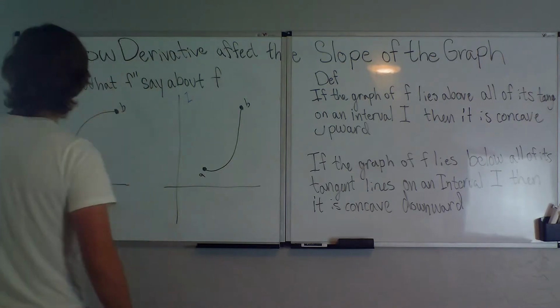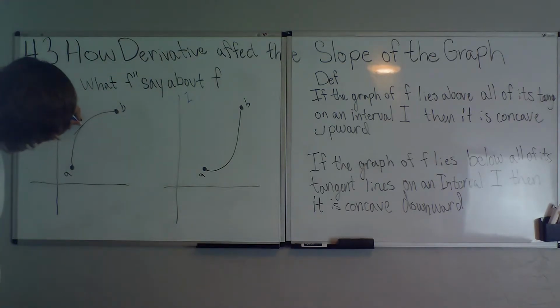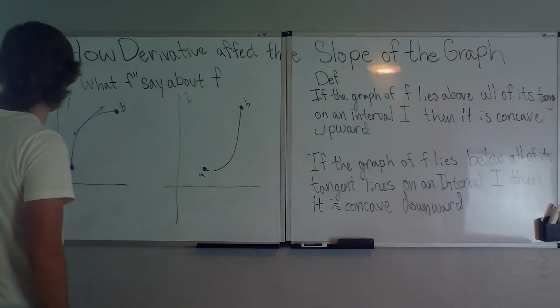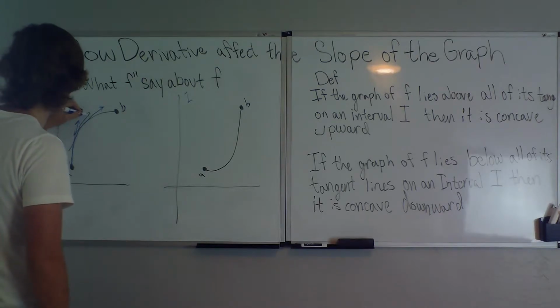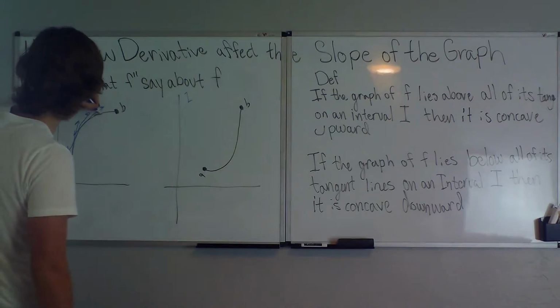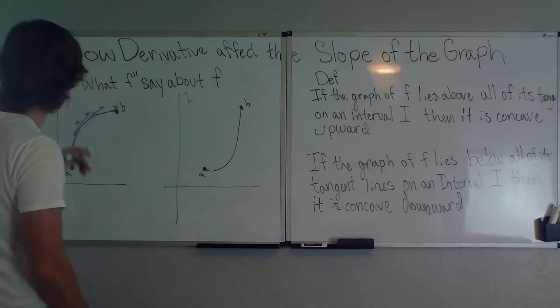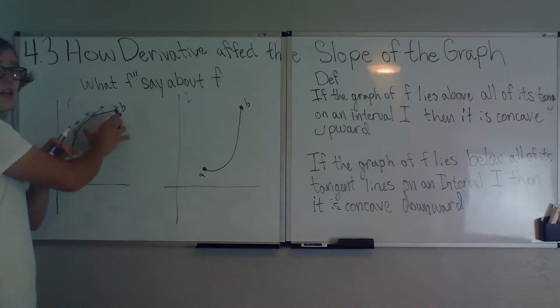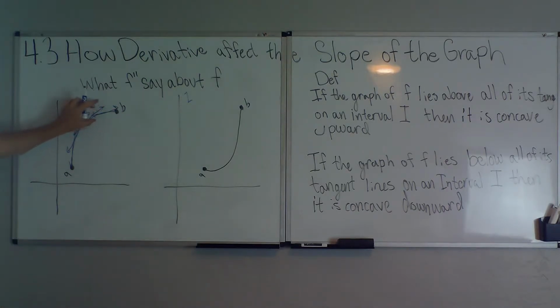Well, if we were to take tangent lines of our function at every single point, and we have a few hundred tangent lines, an infinite amount of tangent lines, we can see that here, all the tangent lines lie above our graph. They're all on top of our graph, you could say. And then what this is saying is this is going to be concave downward, right? Because our graph lies below all of the tangent lines.